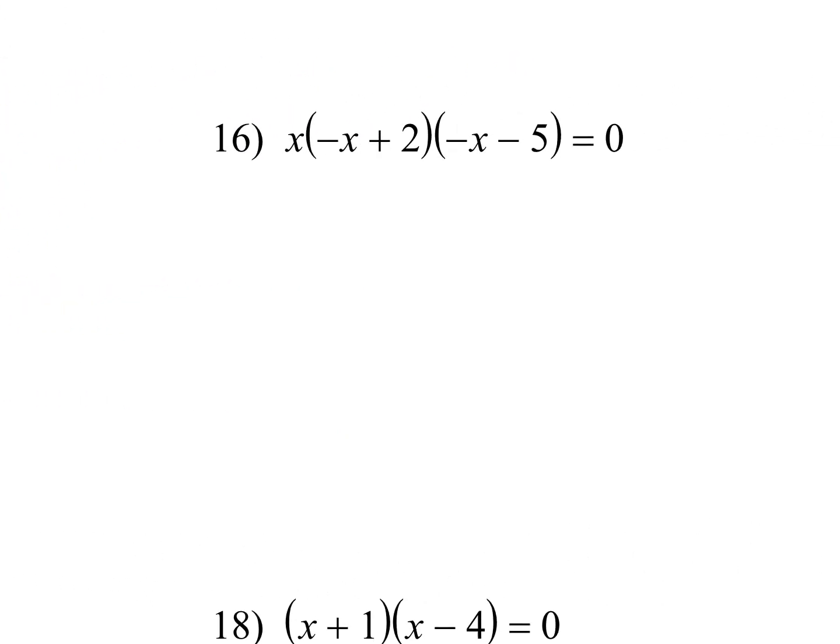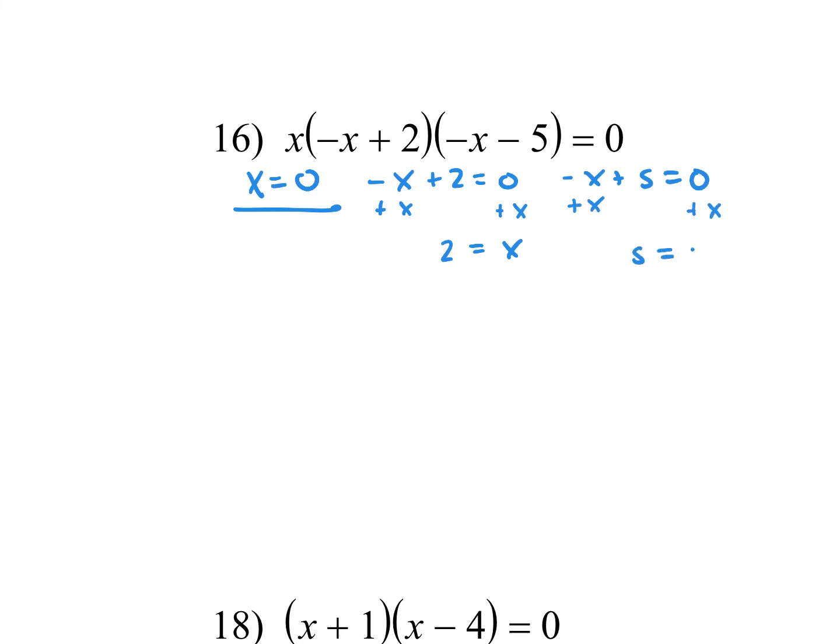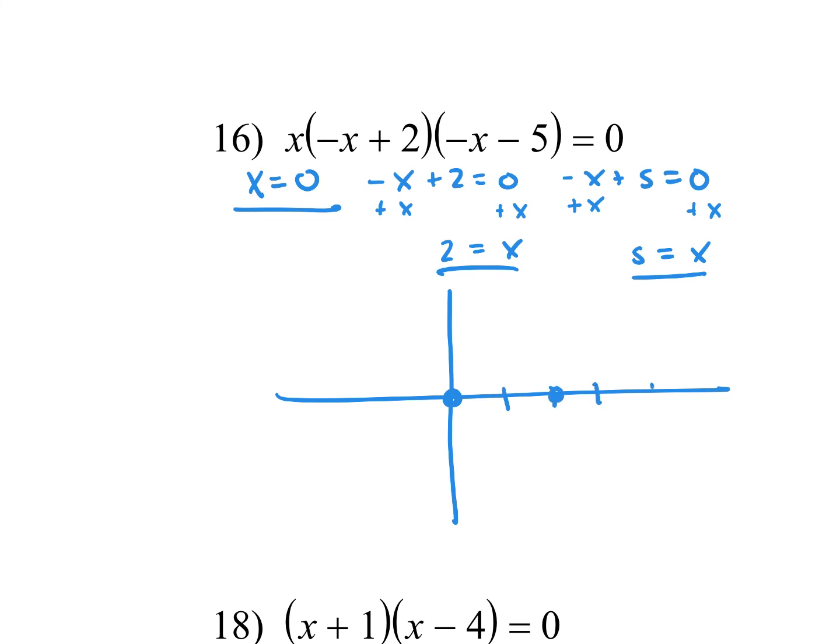All right, 16. This one was a fun one. What do I do first to find the zeros? So x equals 0, negative x plus 2 equals 0, and negative x plus 5 equals 0. So this one's already solved. That's an answer. How do I solve the second one? Add x to the other side. So 2 is equal to x. And then how do I solve the third one? Same thing, add x to the other side, so 5 is equal to x. So these are my 3 answers. I'm going to graph them. So I have a point at 0, a point at 2, and a point at 5.